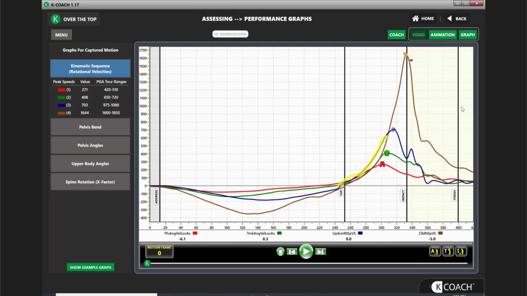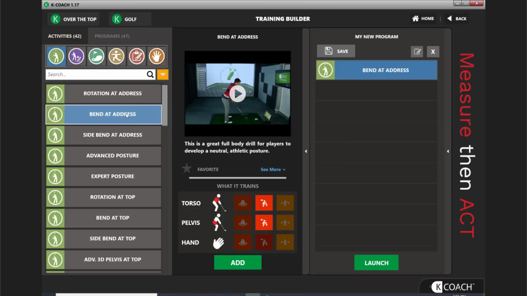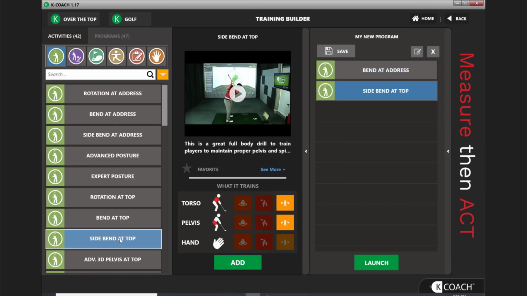So we're going to go to train. Okay, let me get my home screen up. Train. Again, I'm big on address. I'm always going to start with that. And then from here, this is where we don't really need to talk much about backswing because this is more of a transition fault. So we'll go top, right? Side bend at the top. And then we're going to go side bend half down.